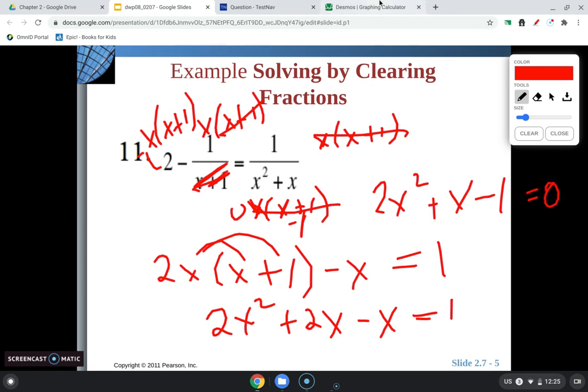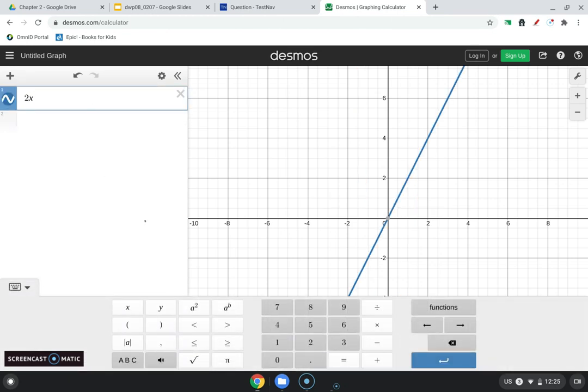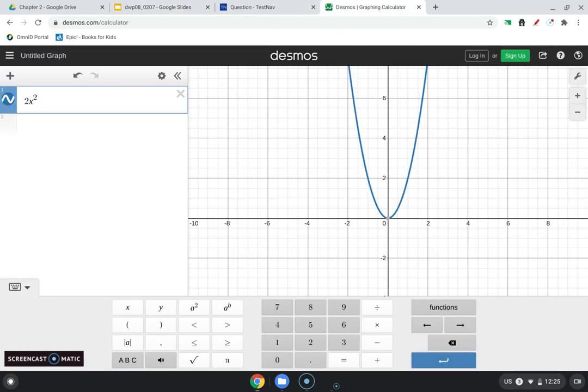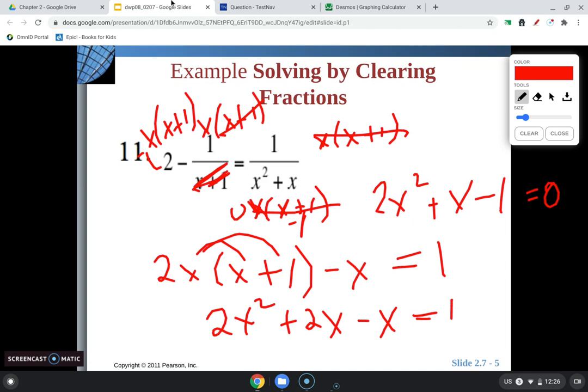I'm just going to use Desmos because it's got a number in front there. So what was it? 2x squared plus x minus 1. Boom. Right there are our zeros, 0.5 and negative 1. But remember, we couldn't use negative 1 because that makes the denominator 0. So we throw that answer out because it's extraneous. And so our only answer to that problem would be 0.5.